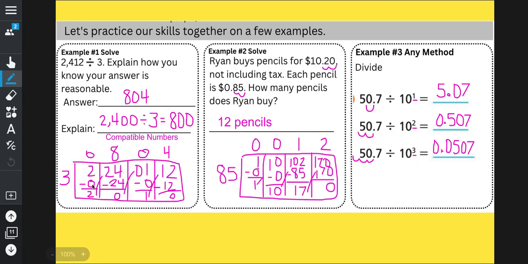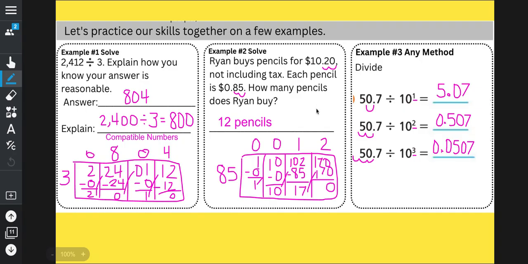So then we divide it out, and when we divide it out, we get the answer of 804. So yes, our answer is reasonable because it was close to our compatible number answer, or what would be called our estimation in division.